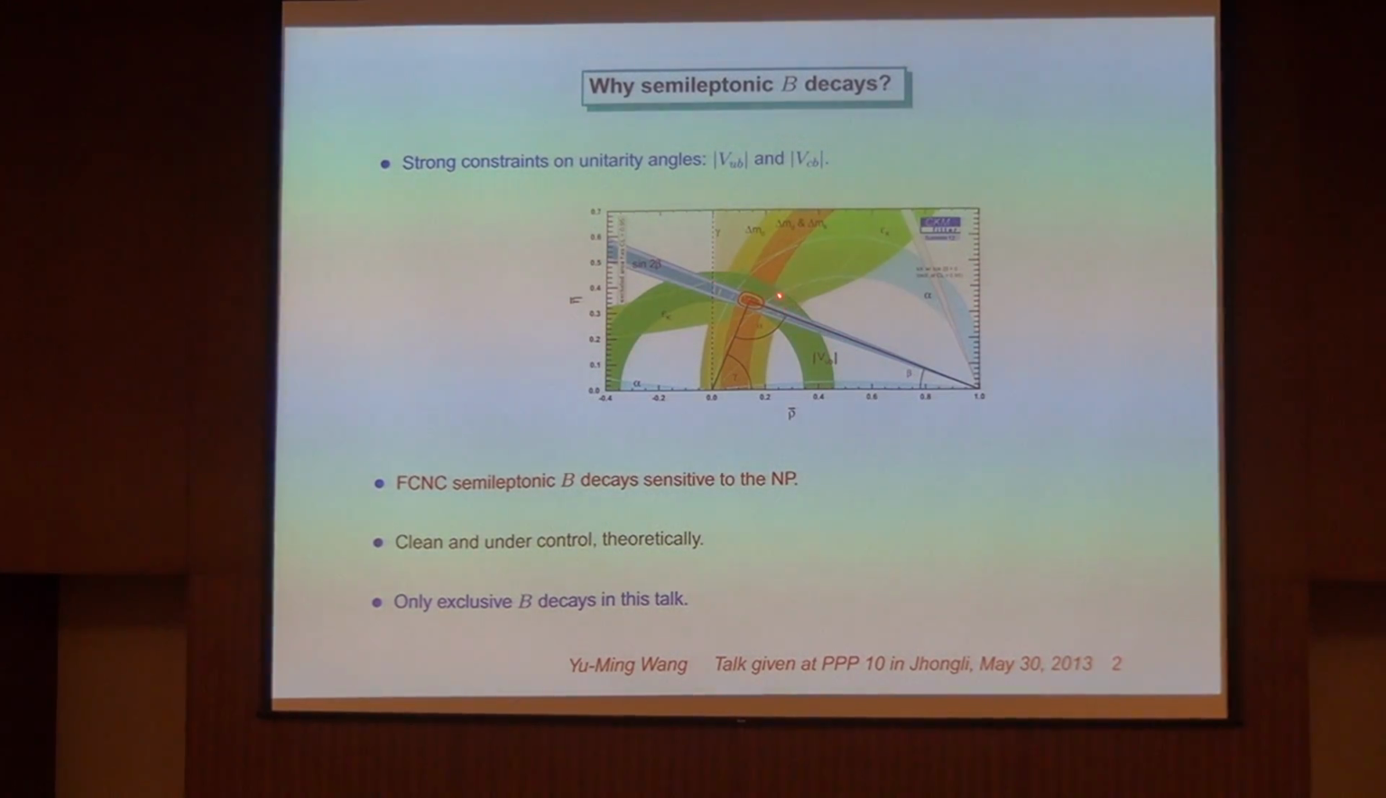Residues values of this green cycle, while these values of VCB determine the normalized unitarity triangle. The second reason is that these FCNC-induced semileptonic decays, for instance, B to K(*) l+ l-, are sensitive to new physics because they are forbidden at tree level.